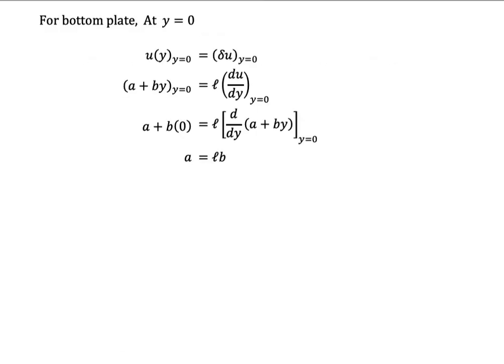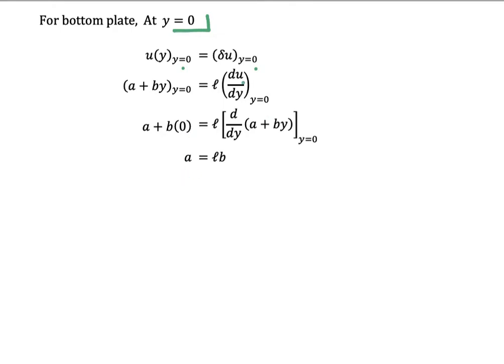And then what we do is this calculation. At y equal to 0, at the bottom, we have u(y) at y equal to 0 and du at y equal to 0. So we have a plus b y at y equal to 0 is equal to L du/dy at y equal to 0. Then we substitute the value of y equal to 0. So we have a plus b times 0, so we have an a.